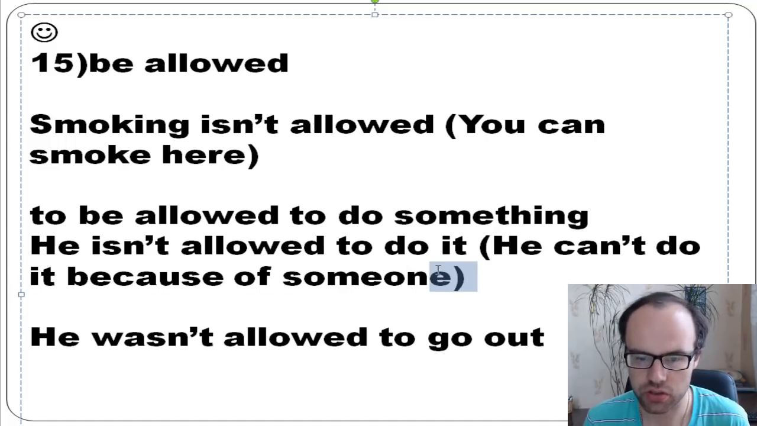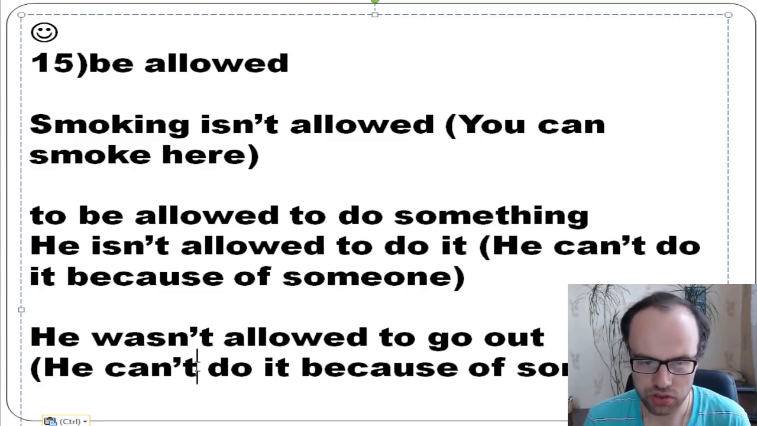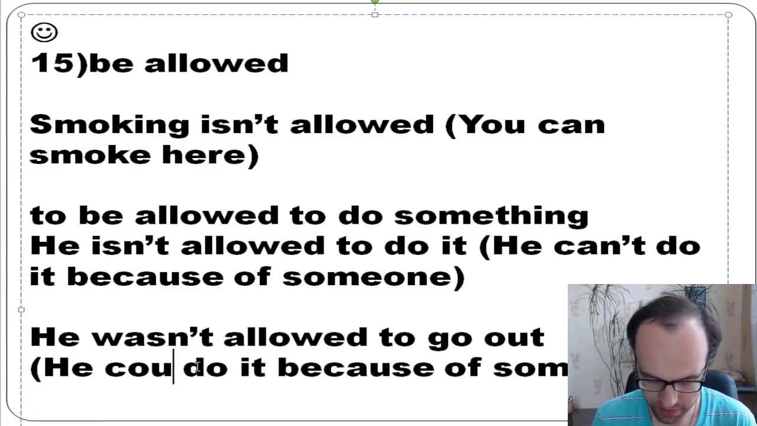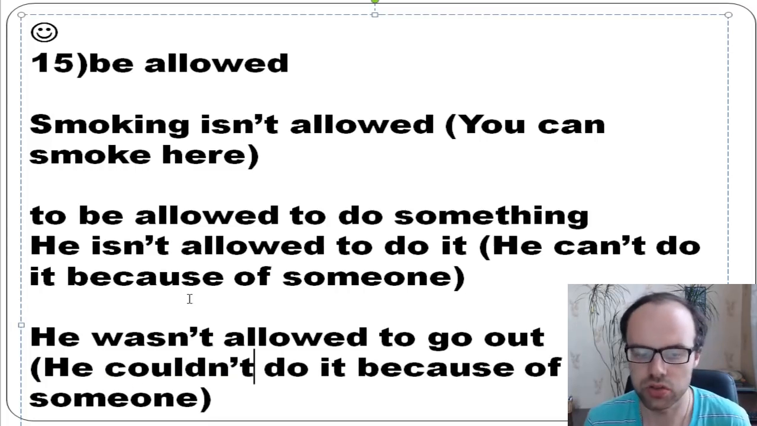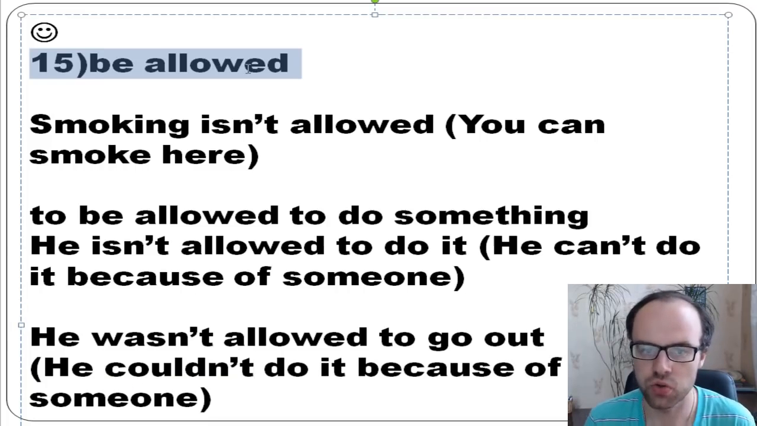He wasn't allowed to go out. It means he couldn't do it. It's about the past. It means he couldn't do it because of someone. So be allowed. Smoking isn't allowed.